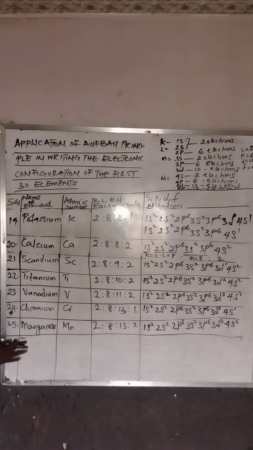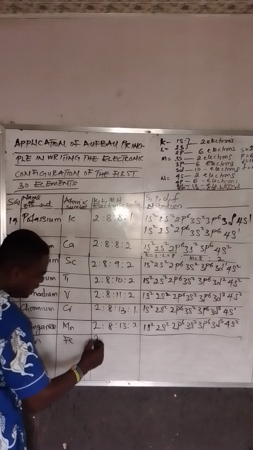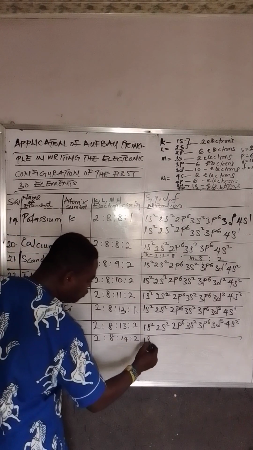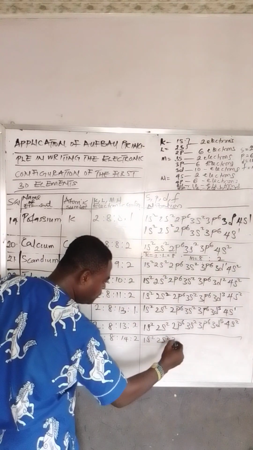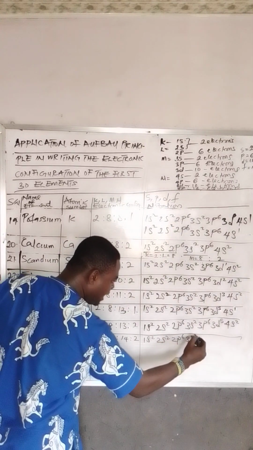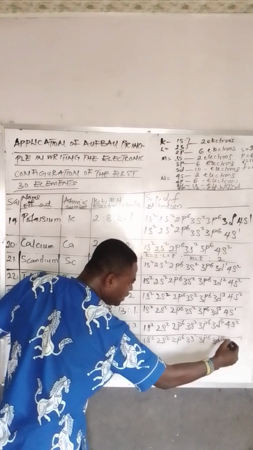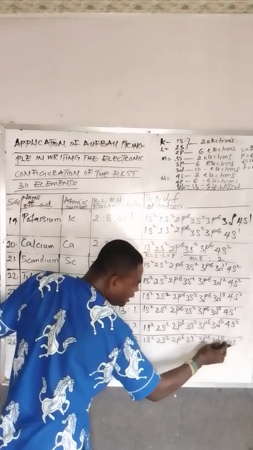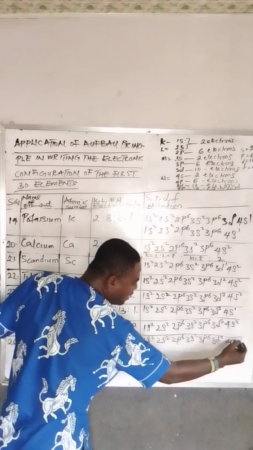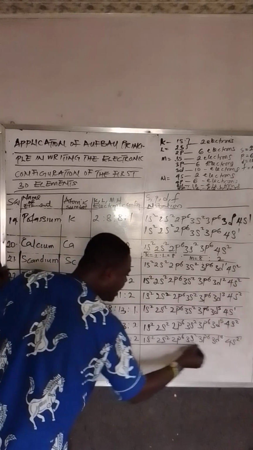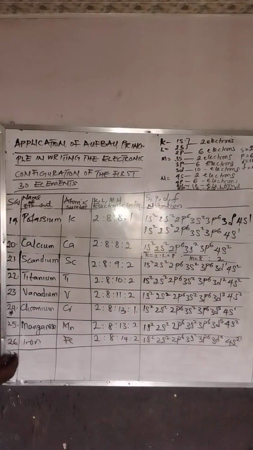After manganese is iron. Iron, Fe, is 2, 8, 14, 2. Then it's 1s2, 2s2, 2p6, 3s2, 3p6, 3d6, then 4s2. So that is iron. Then after iron, number 27 is cobalt.